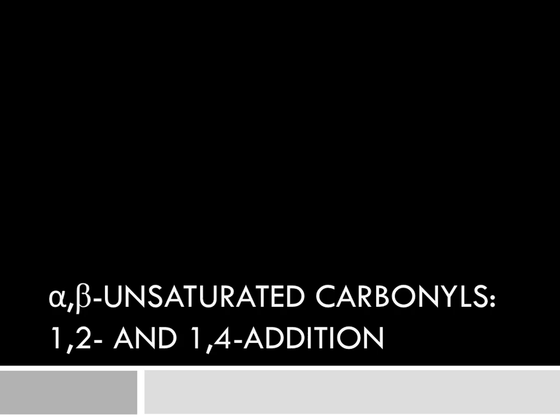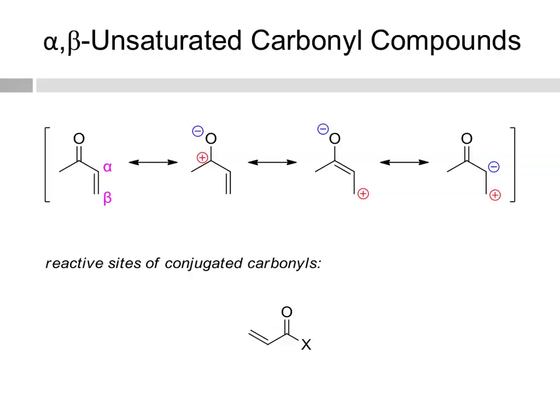This lecture introduces the reactivity of unsaturated carbonyls. Alpha-beta unsaturated carbonyl compounds are carbonyl compounds that have a degree of unsaturation at the alpha position, and this can be an alkene or an alkyne.